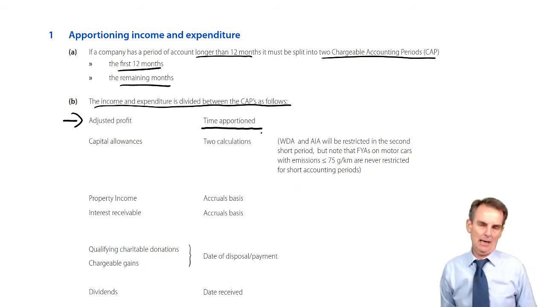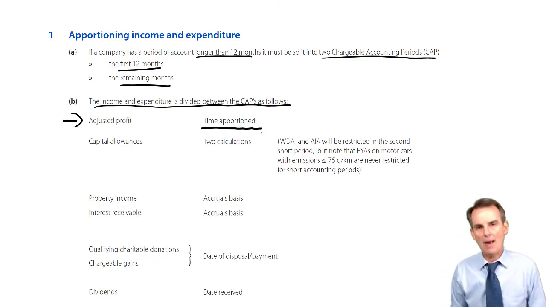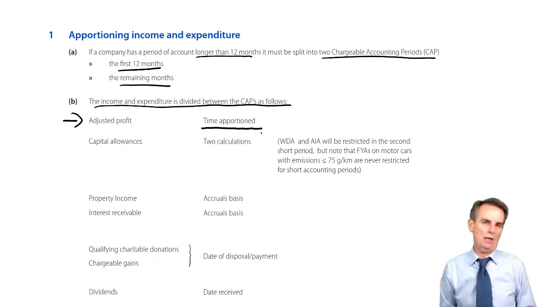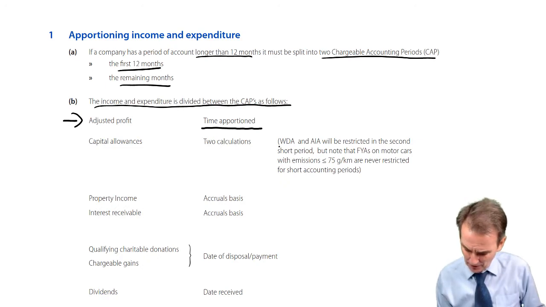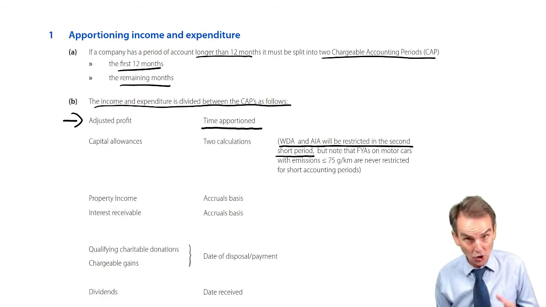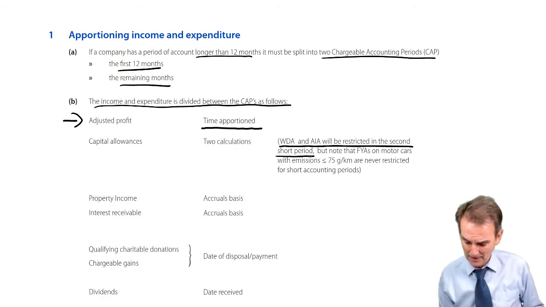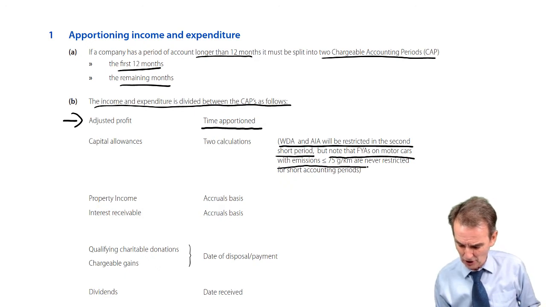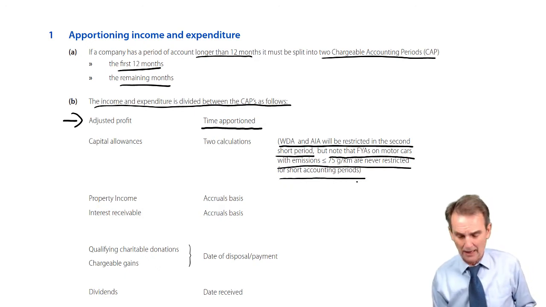The writing down allowances, your 18% on your main pool, your 8% on your special rate pool there. Those are per annum. So we can only compute 6 months' worth of the annual writing down allowances. So be careful there. WDA and AIA will be restricted in the second, the short chargeable accounting period. But of course, note that FYA on low emission cars are never restricted for a short accounting period.